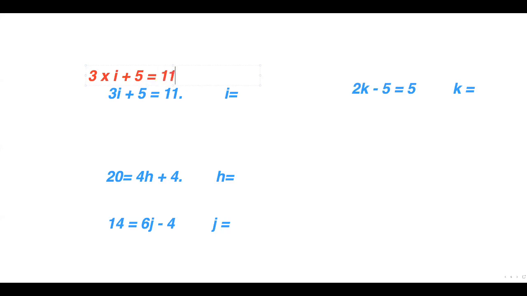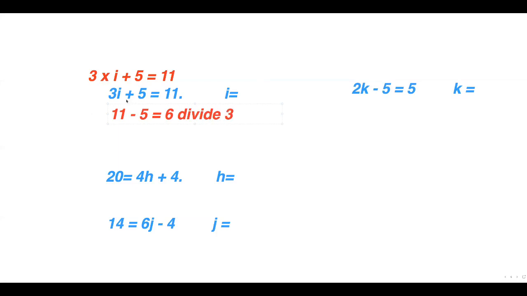Equals 11. This is what it's telling us to do. So we want to know in this case what I is. So what we're going to do is 11. Look carefully, and then I'll do 2 questions with you, and you can do 2 questions by yourself, so make sure you're listening. So you've got 11 minus 5, which is 6, and then you do 6 divided by 3.